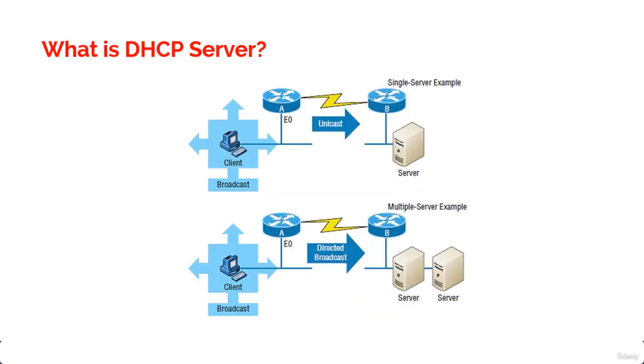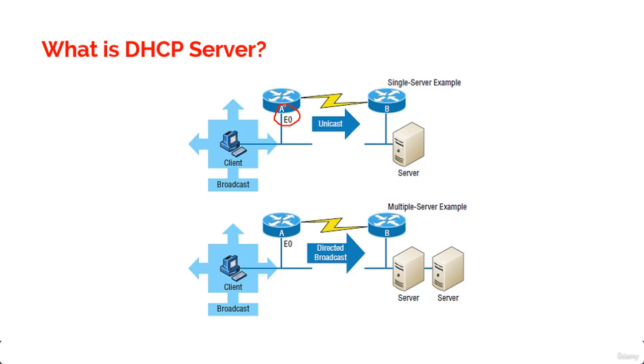Now, there's a figure on the screen. I want you to pay complete attention to that figure. In the figure, router A is configured with the IP helper address command on the interface E0 of the router. Let me show you. Here is router A, configured with the helper address on its interface E0.